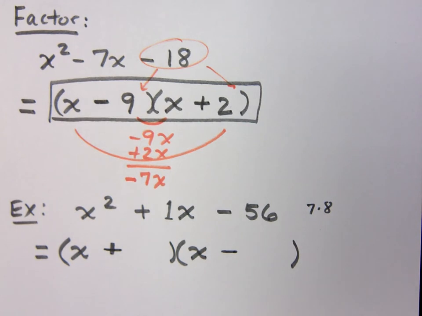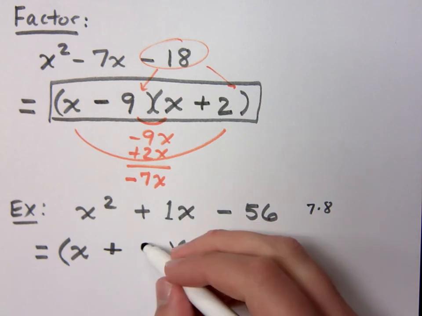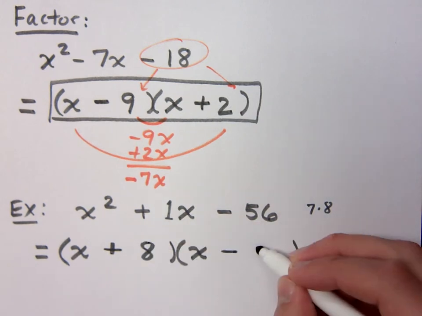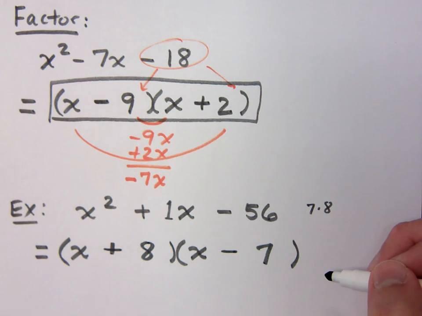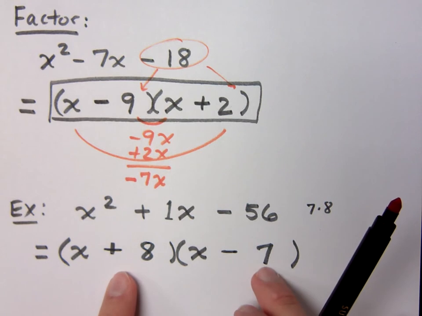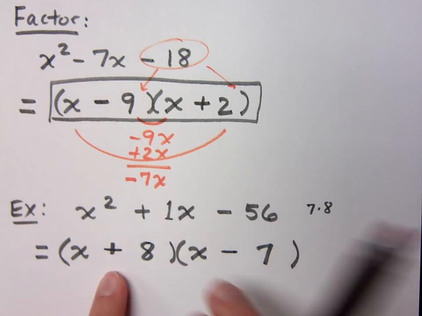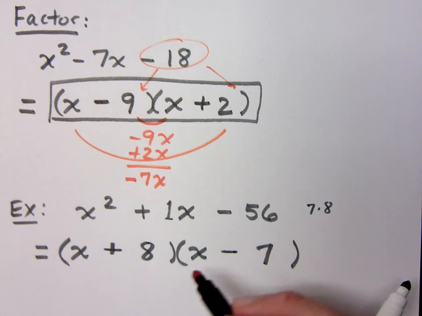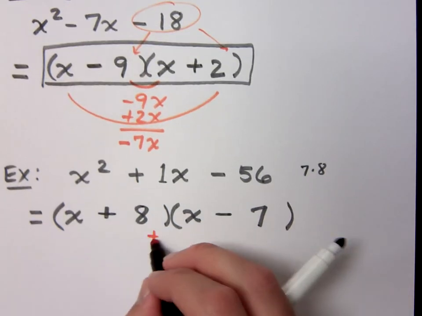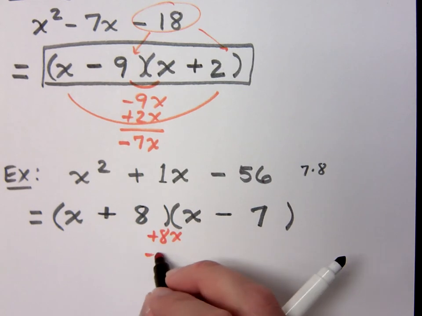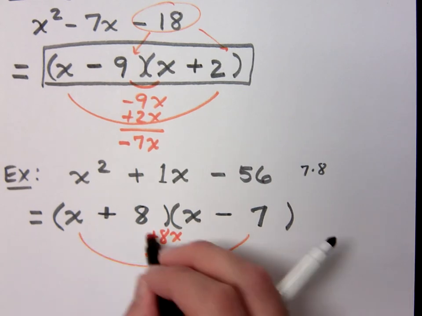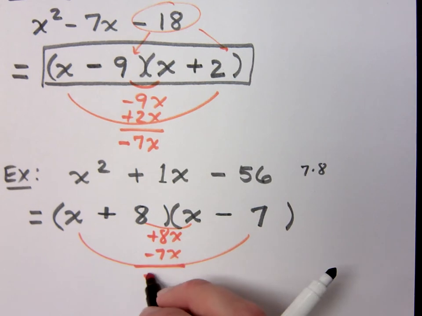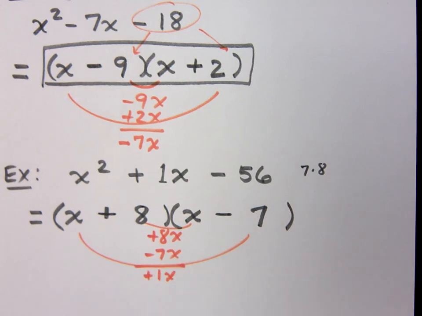Now, where do these numbers go? It's a positive 8, but a minus 7. Why is it that way? Just so you get a positive 1. I need to get the positive 1, right? What if I had these switched and I said plus 7, but minus 8? I'd have a negative 1x in the middle, and I don't want that. So when I check this, on the inside I get a plus 8x, minus 7x on the outside, and that's just a plain positive 1x, and that's what I was looking for.